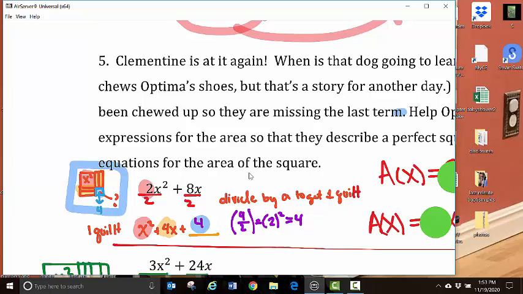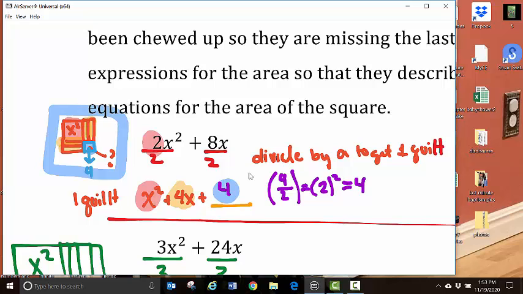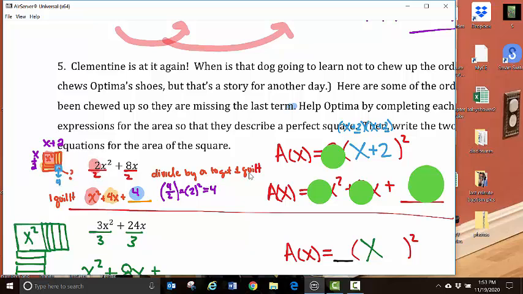But how many quilts did we really have? We had 2. So we're looking at this quilt again. It has an x plus 2 length and an x plus 2 width because it's a square. So it's x plus 2 squared, but there were 2 quilts. And then if you want to think about it, well, there were actually 2x squareds and 8x's. And if we added 4 to one of them, then total we would have had 8 little pieces. So you have to multiply back by the 2.